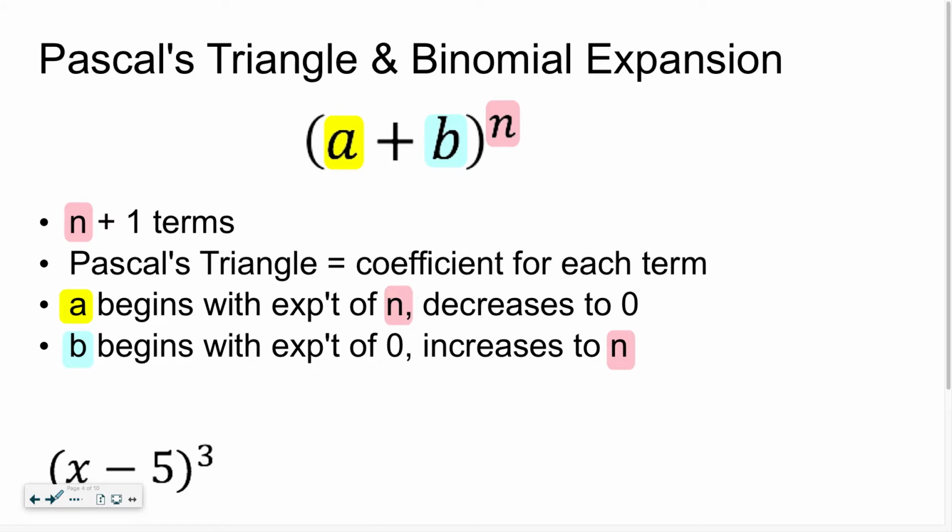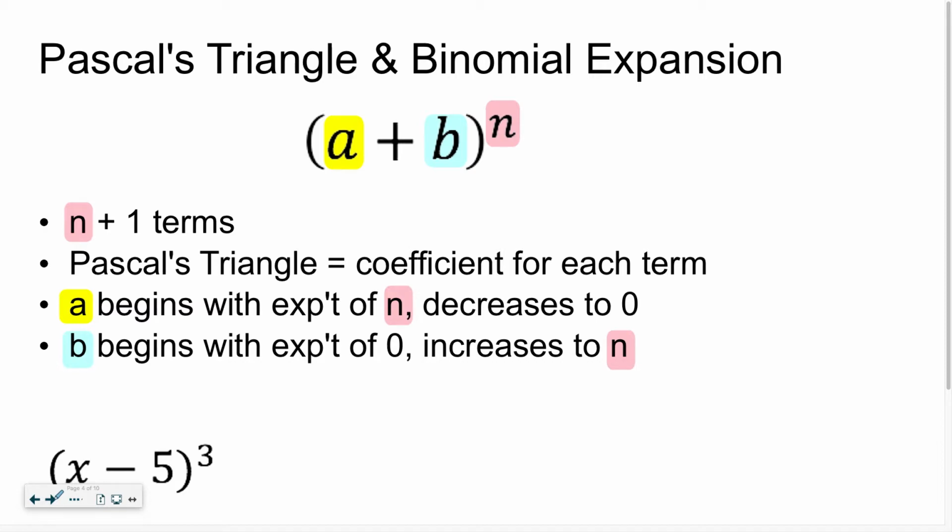Okay, so if you take some binomial, a plus b, and it's not always going to be a and b. I could put numbers in there, right? Like you can see my next example is going to be x minus 5, or I could have 2x plus 4, whatever I want. And I raise it to the nth power. I will have n plus 1 terms. So if I raise it to the 5th, I will have 6 terms in my final answer. If I raise it to the 2nd, I will have 3 terms in my final answer.